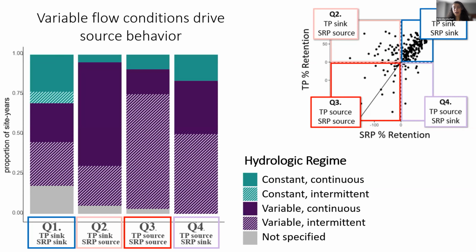But when we look at our source behaving wetlands, now we definitely see more of a tendency towards those variable and intermittent conditions, which makes sense. If you have really big rainfall events, they may wash out your total phosphorus. Also during dry periods, you may have oxidation of organic phosphorus in sediments of wetlands that become oxic, and then they may flush out in the next rain event. So I think these are important things to consider when designing future wetland construction projects.